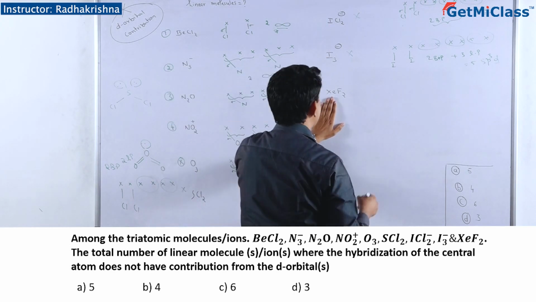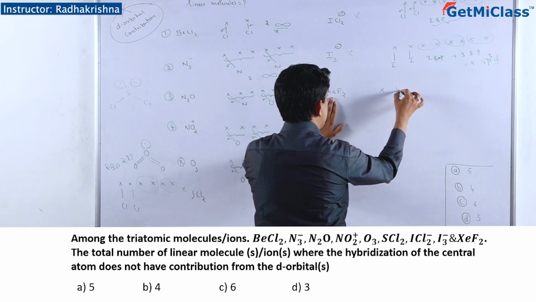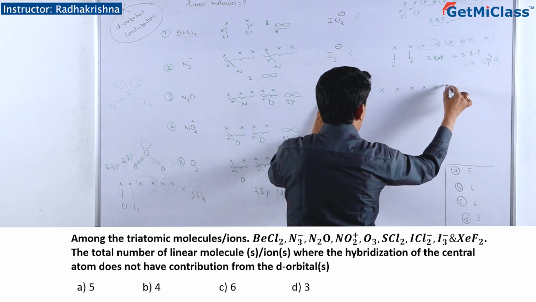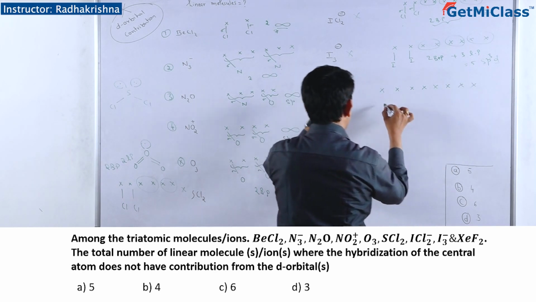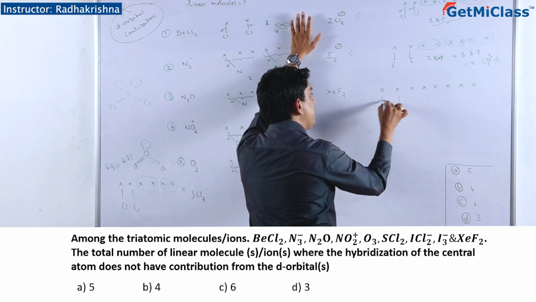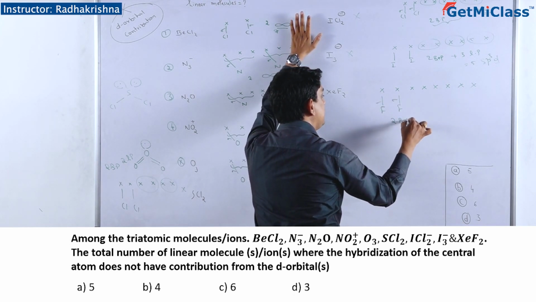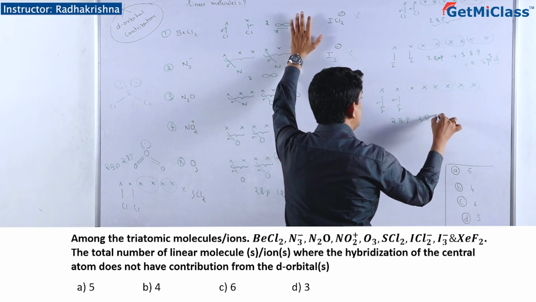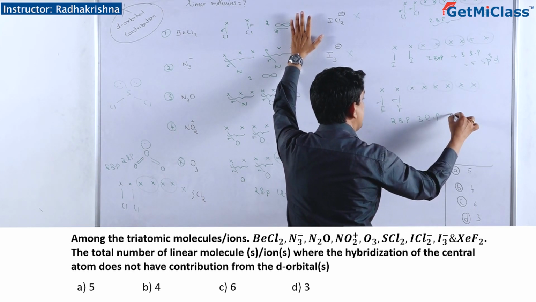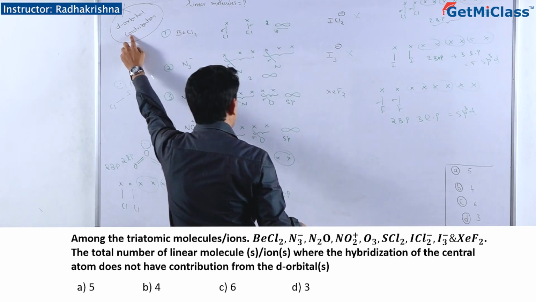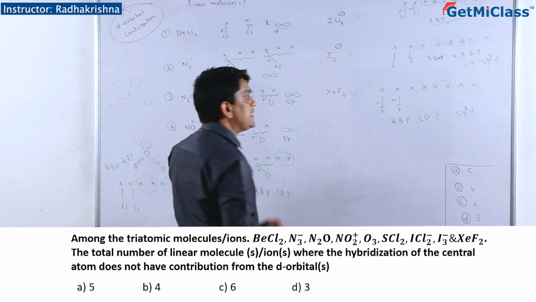Now we have XeF2, xenon in the center. We have 8 valence electrons. We have 2 fluorines, monovalent element. So we have 2 bond pairs and a total of 3 lone pairs. 5 hybrid orbitals together, sp3d, d contribution is there, so I should not consider this either.